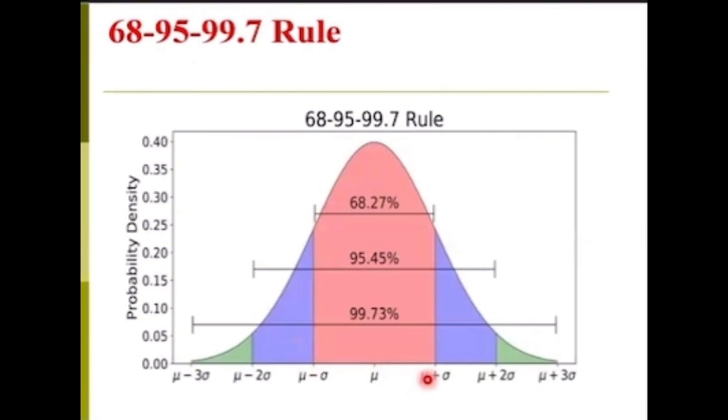Mu plus sigma is one standard deviation above the mean, and mu minus sigma is one standard deviation below the mean. In this particular area, we get 68.27% of the observations, and within two standard deviations is going to be a larger area.